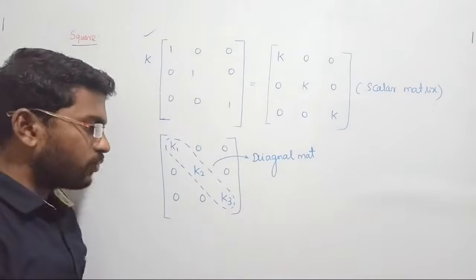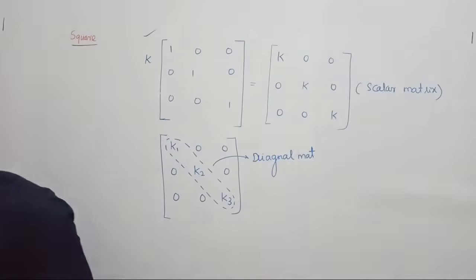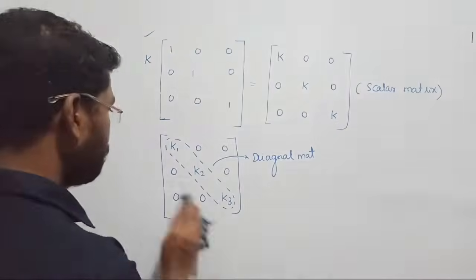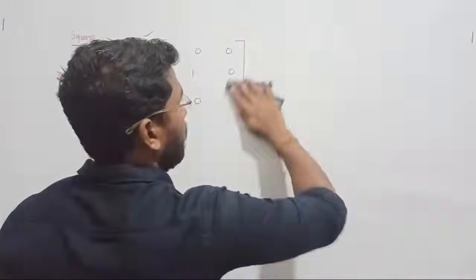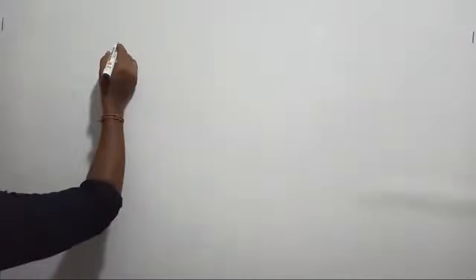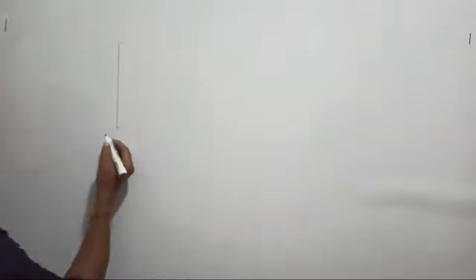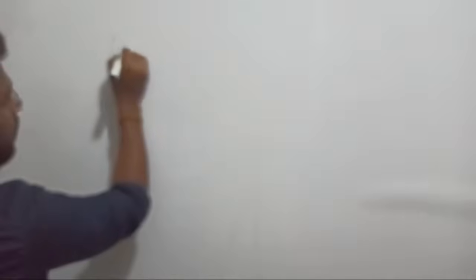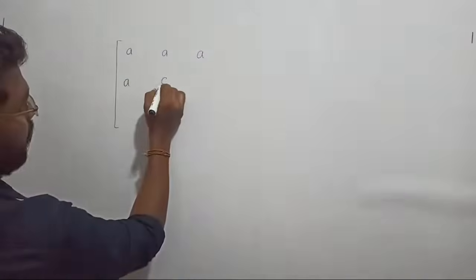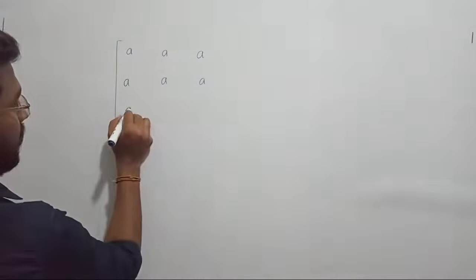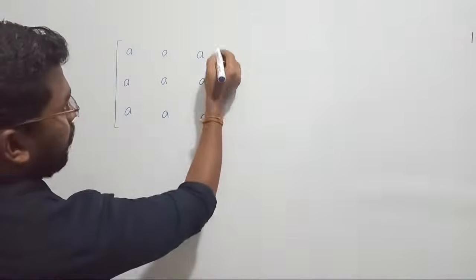Let us move on to the next type of classification. Let me rub this out. Let us take some other properties. I hope you now understand how to represent the matrix. Let me take the square matrix once again. Let us consider 3 variables, and take A.